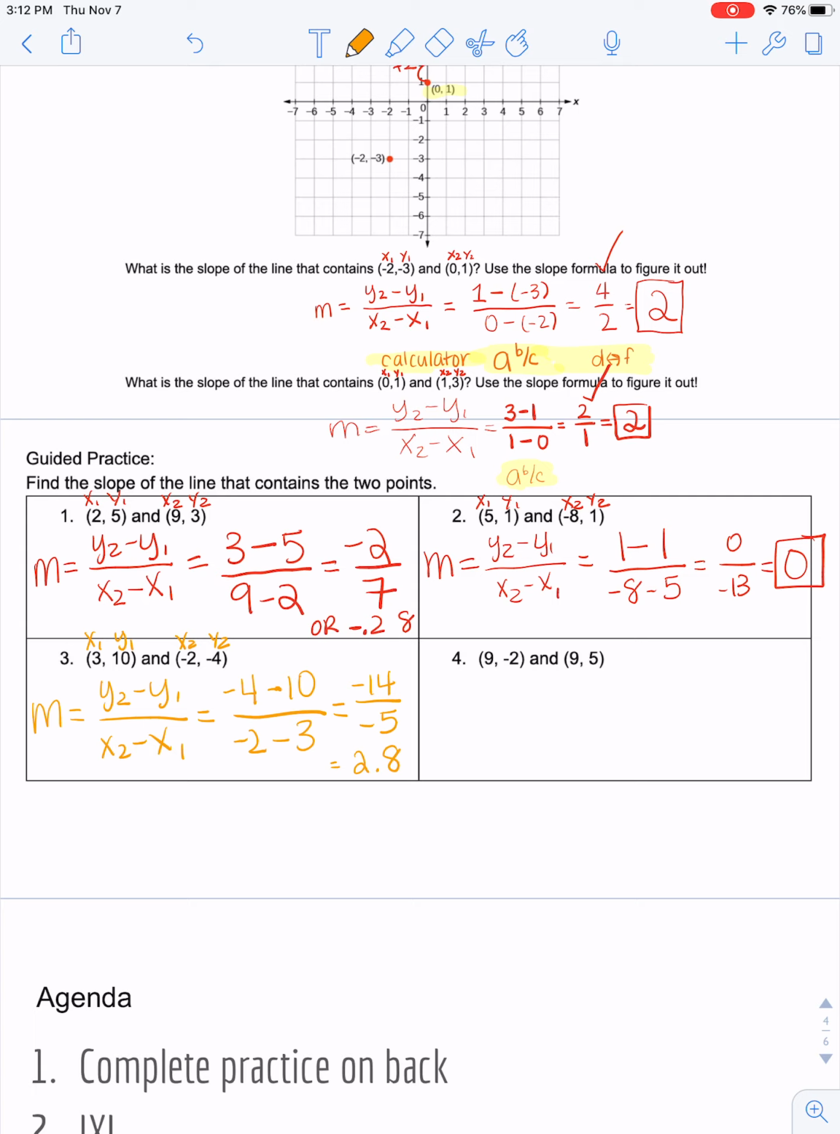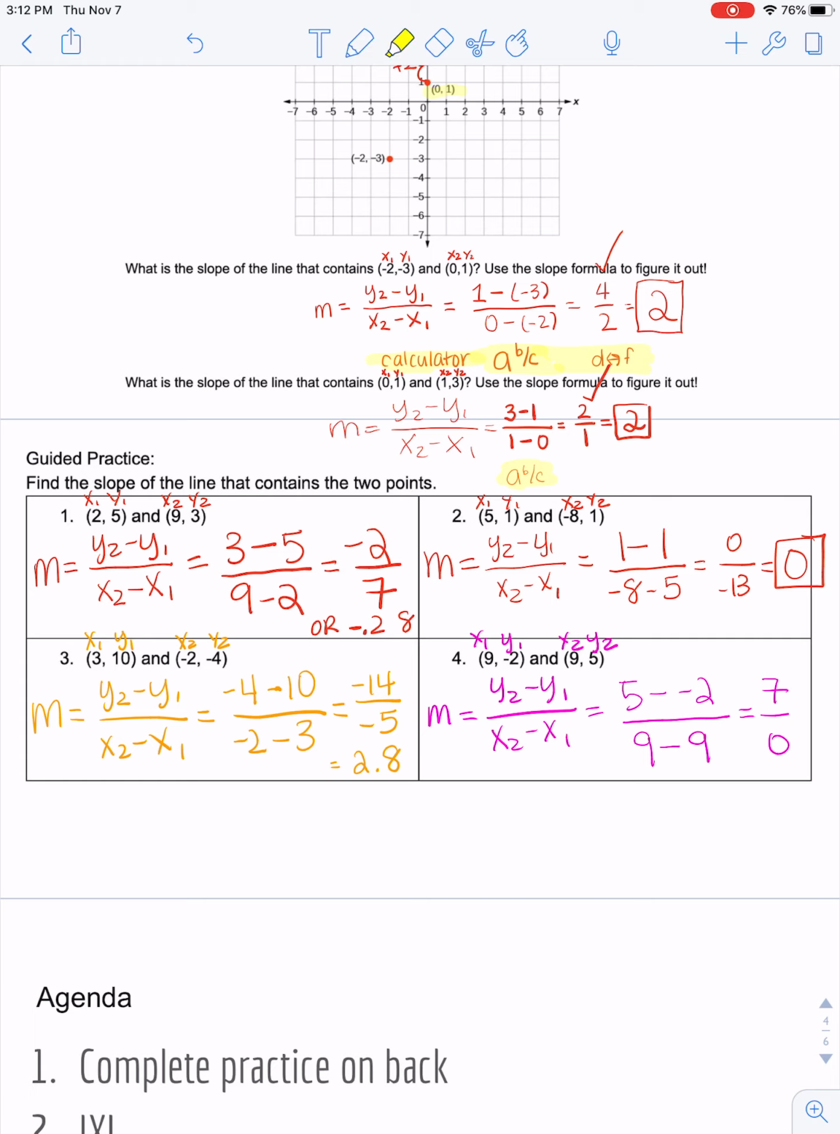Number 4, last one. I'm going to make this x1, x2, y1, y2. I forgot the formula. m equals y2 minus y1 all over x2 minus x1, equals 5 minus negative 2 all over 9 minus 9, giving you a 7 over 0.